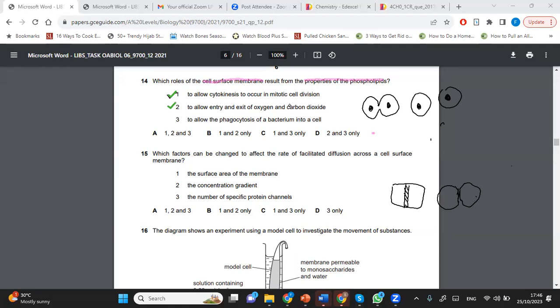The phospholipids allow the oxygen to enter and exit because oxygen and carbon dioxide are small, non-polar molecules, meaning that they can easily cross the hydrophobic region, so they can directly diffuse in and out of the cell. What about the last part? To allow the phagocytosis of a bacterium into a cell, do they do that? Keep in mind, I'm not asking about the cell membrane, I'm asking about phospholipids.